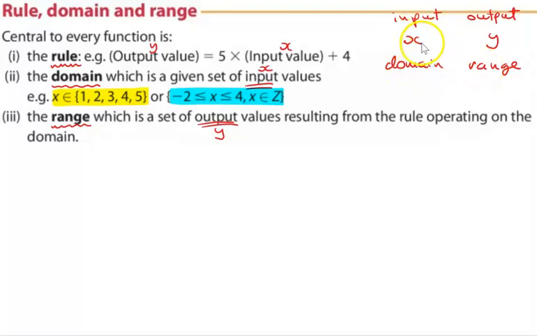So the input is the x values, or could be just one value. And this is known as the domain. And the output is the y value or values, and that's known as the range.